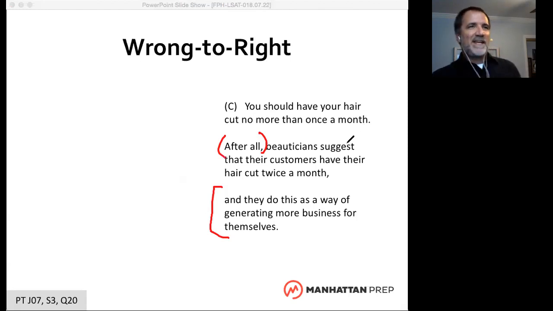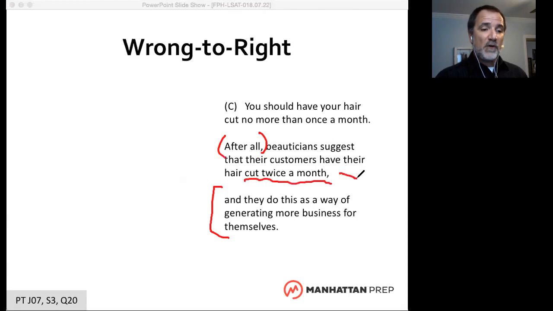Let me say that again a little more clearly. Beauticians suggest that their customers have their hair cut twice a month. Okay. And we're given like, oh, they have an ulterior motive for that. But maybe there also is a reason why you should have your hair cut twice a month. Maybe that's still a good idea, even though the person telling you this has, you know, maybe a little bit of a nefarious reason for telling you.